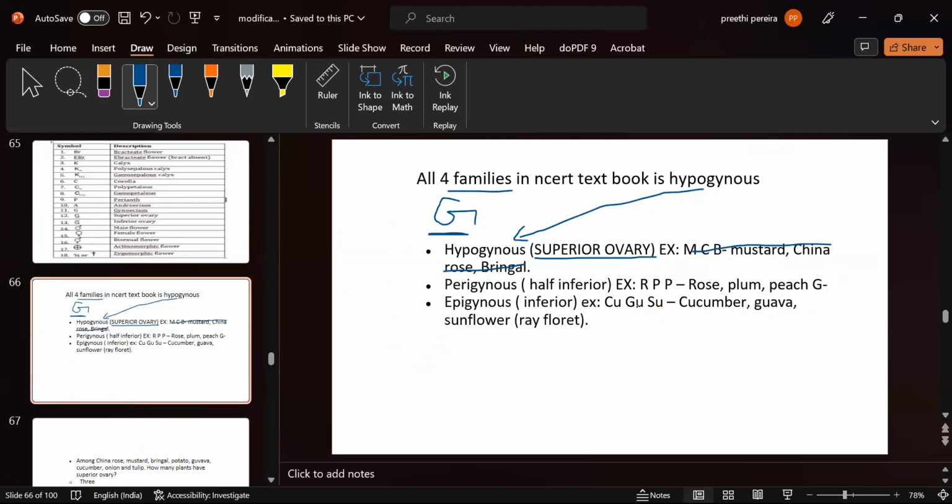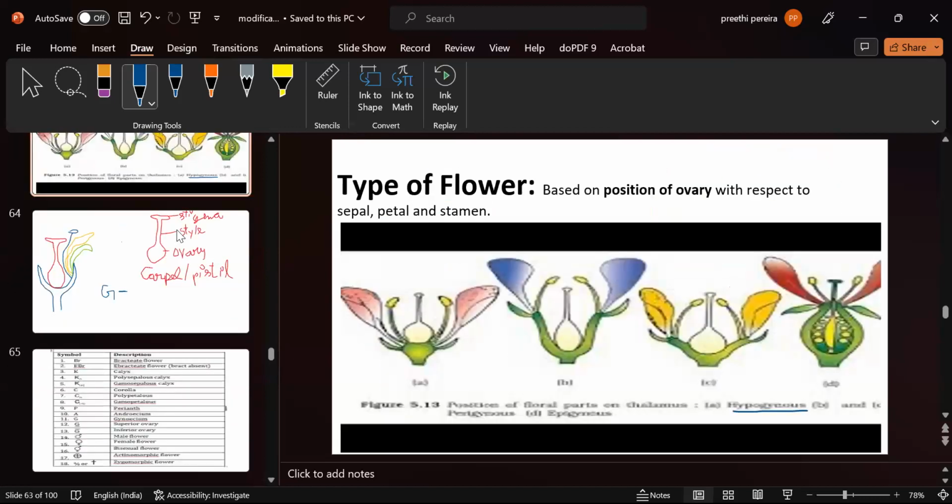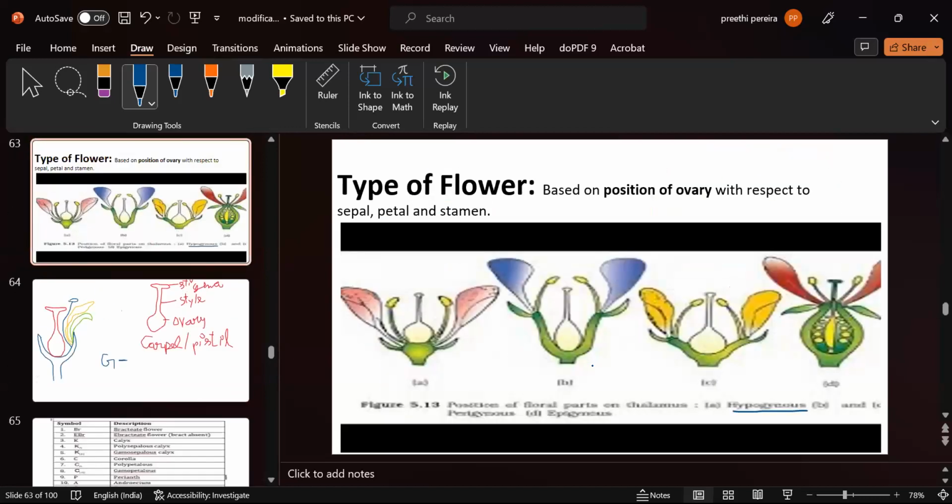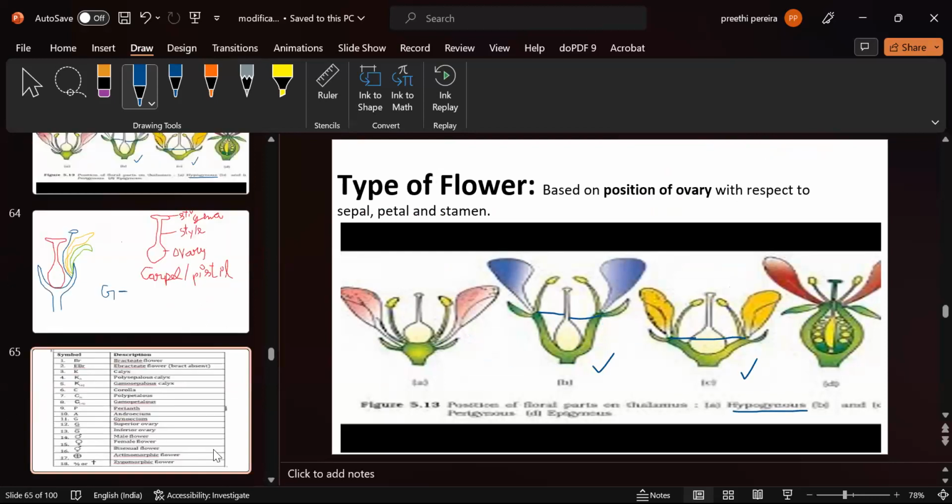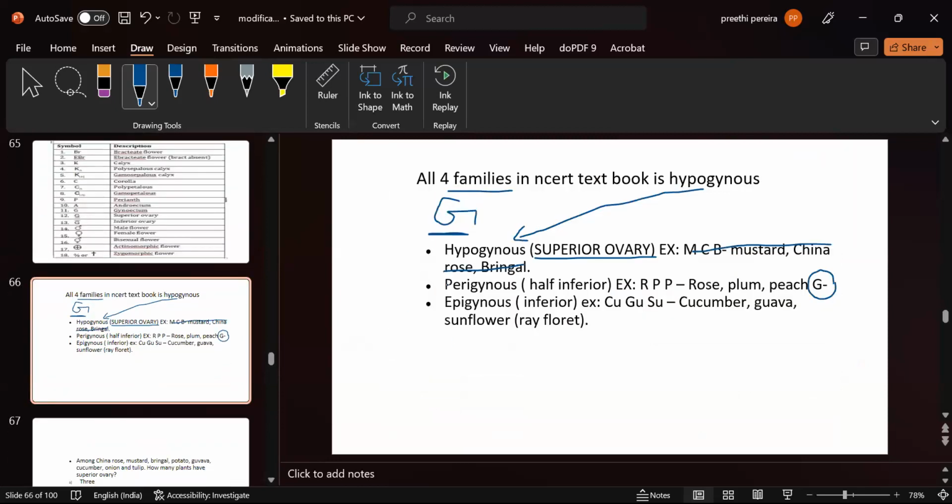Okay, for that example is RPP, rose, plum and peach. This one is the symbol. Look over here. These two are the examples for perigynous flower. You can see over here, it is arising from here, but it is somewhat towards the neck of the ovary. Here also, it is coming half into the neck of the ovary. So it is half inferior. It's not coming completely below. This is a hypogynous flower. These two are perigynous flower. Okay. Write down this first, perigynous flower, half inferior, examples, and then draw the diagram.